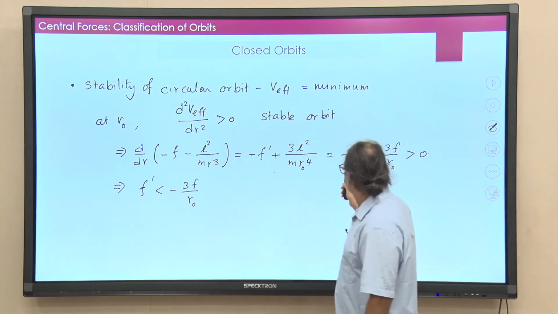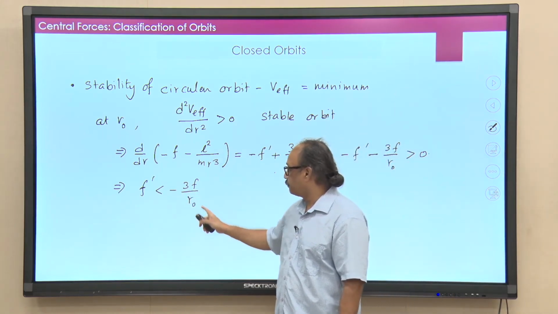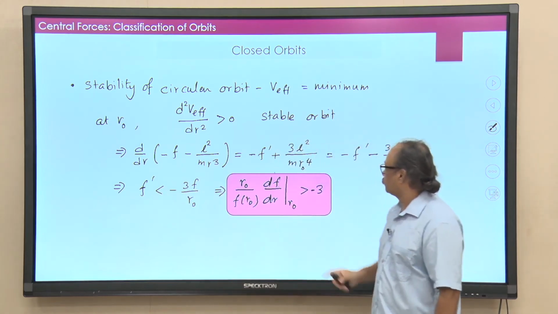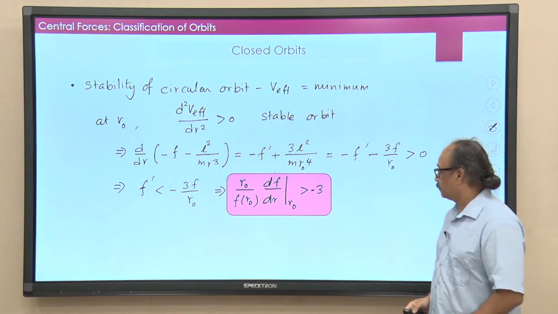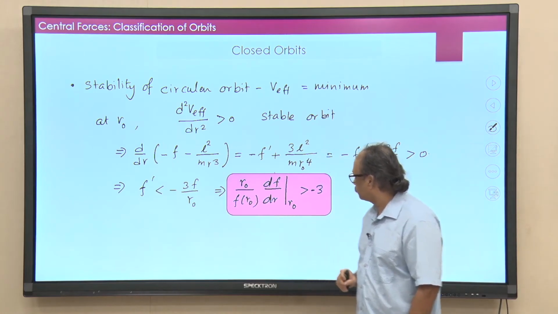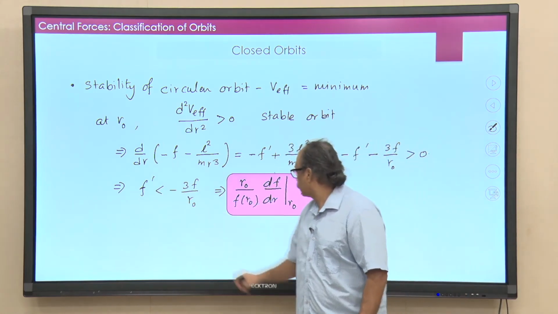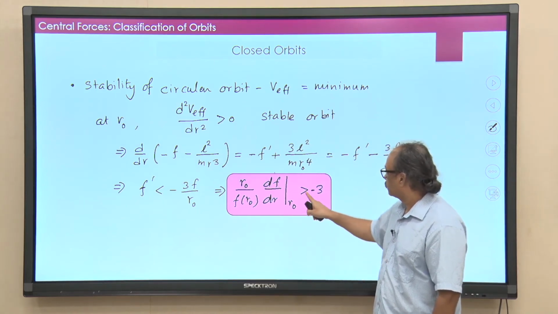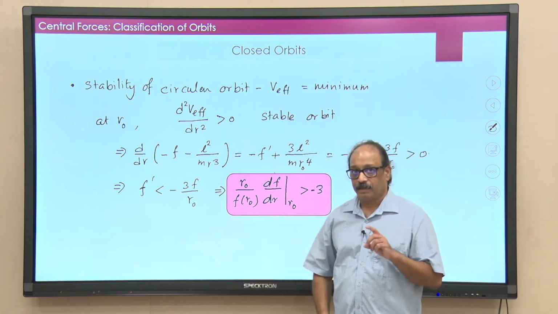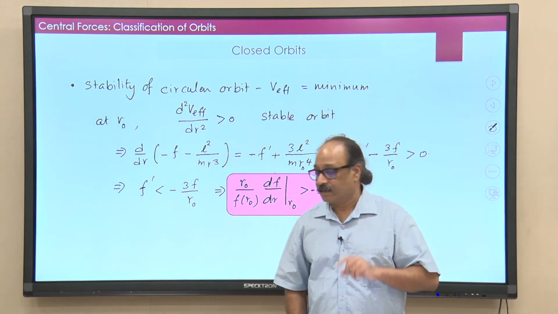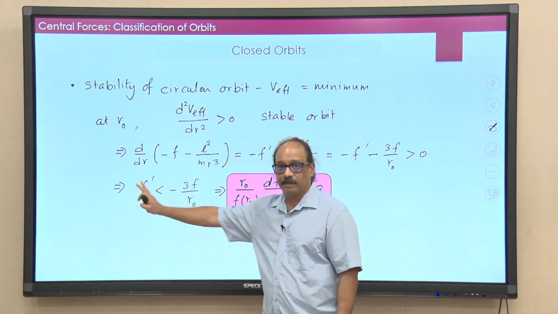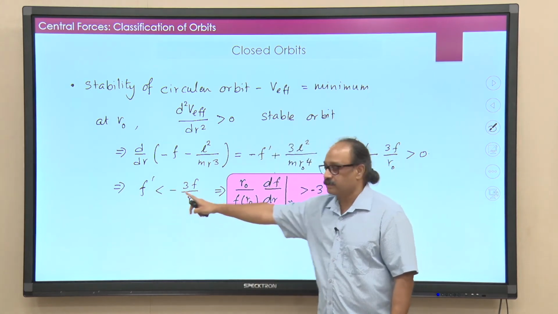So, f prime must be less than minus 3 f by r naught, and then you take this f to the other side, giving you the final condition for a stable orbit. So, a stable orbit would be obtained if r naught by f into this f prime is greater than minus 3. This inequality has changed because remember the force is attractive, that means this f is negative. So, when I take f from the right hand side to the left hand side, there is of course a change in the inequality.